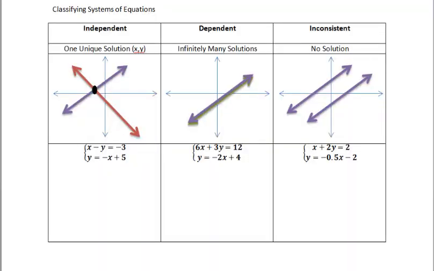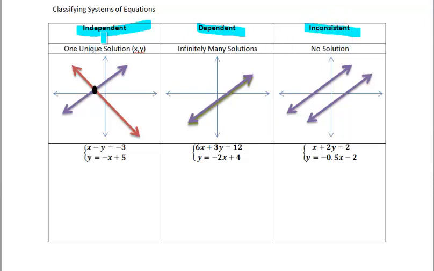In this video, we're going to take a look at the different ways to classify a system of equations. This would be essentially to be able to give it a label of what type of system a problem is. We have three different classifications: independent, dependent, and then inconsistent.